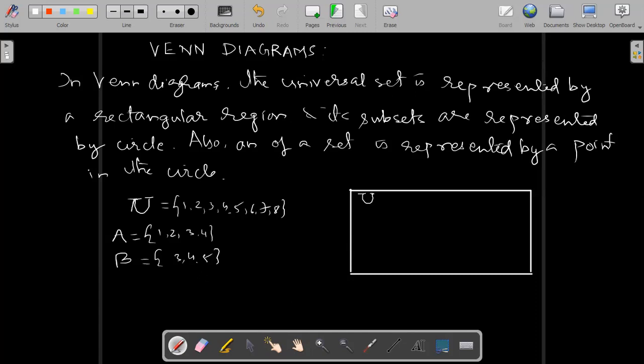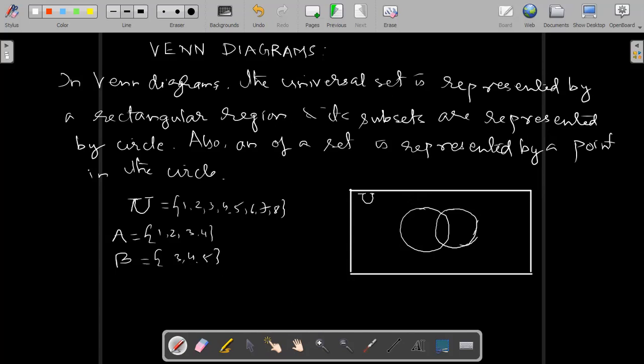Chalo. We can draw by hand, but you should draw an exact circular figure. This is set A, and they have common elements. So we draw like this if they have common elements. The circles can be bigger, smaller, or the same size. It doesn't matter.